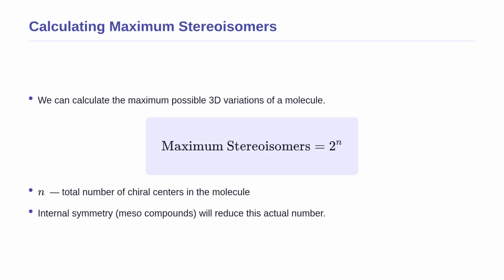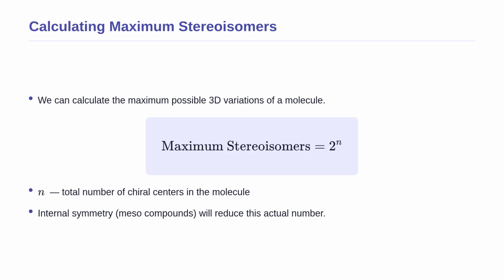This brings us to an important question. How many possible three-dimensional variations can a molecule have? We can calculate the maximum number of stereoisomers using a simple formula, 2 raised to the power of n. Conceptually, every time you add a new chiral center, the number of possible 3D shapes generally doubles. In this formula, n represents the total number of chiral centers in the molecule.